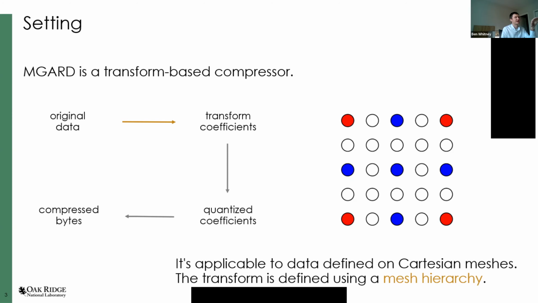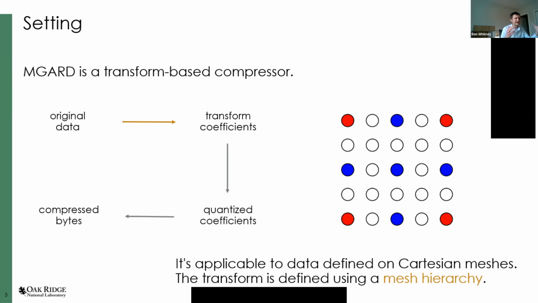So today I'm mostly going to be talking about this first step, taking the original data and transforming it into what are called the multi-level coefficients, which I'll be talking about in the next couple slides. So the fundamental object in the definition of these multi-level coefficients, the decorrelation transform used by MGARD, is a grid hierarchy. That's illustrated on the right here.